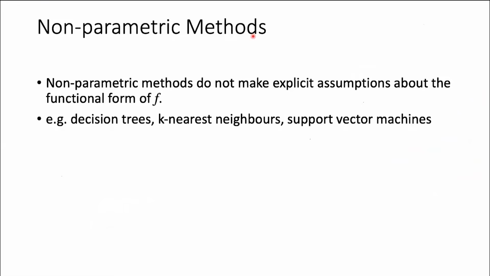And so there's another class of models called non-parametric methods, which we haven't talked about yet. And these are more flexible than the parametric methods. Examples of those include decision trees. You've actually seen decision trees before, a few slides ago. K nearest neighbors, which we'll talk about in a little bit, and support vector machines, which we won't talk about, but are also very useful and are important for machine learning and data scientists.